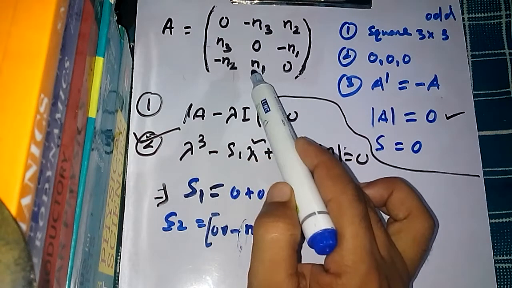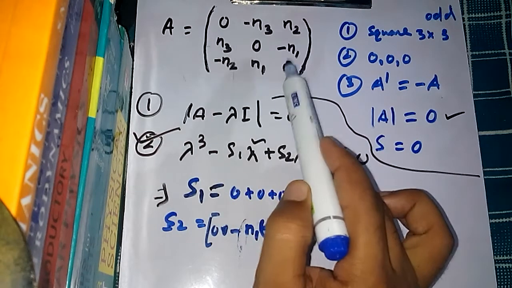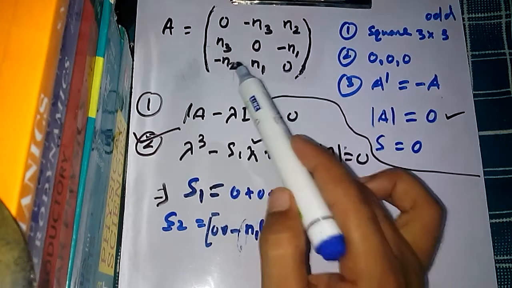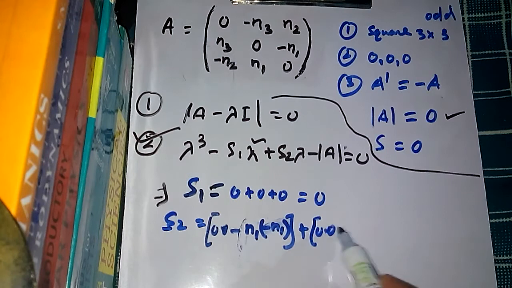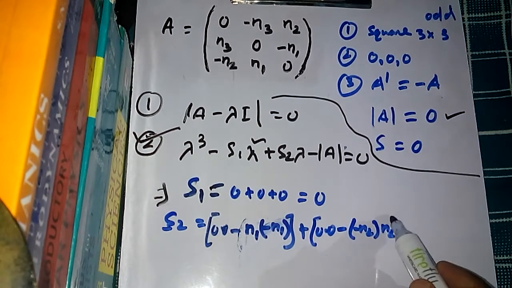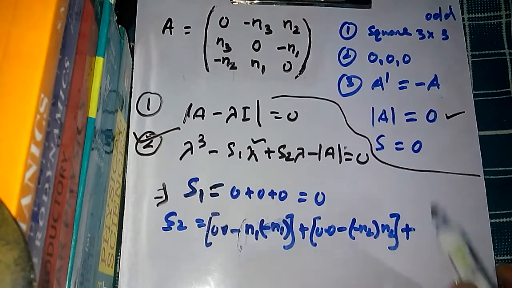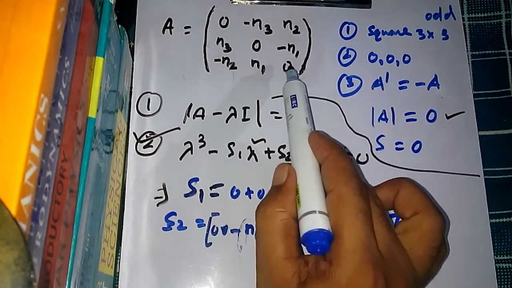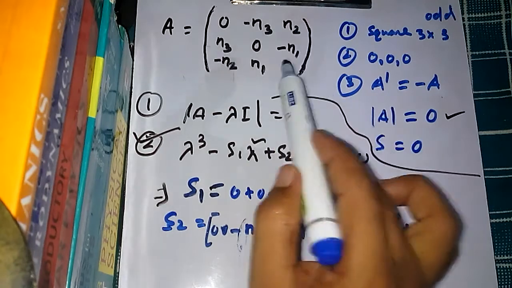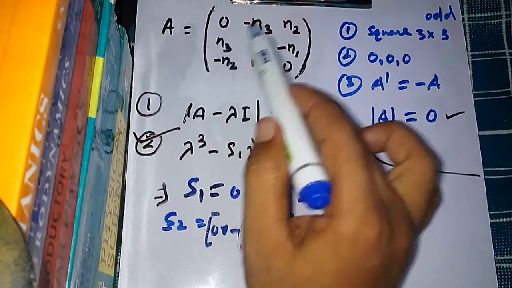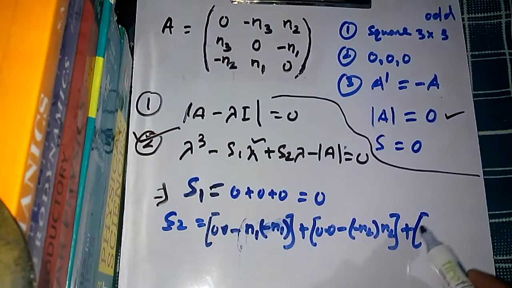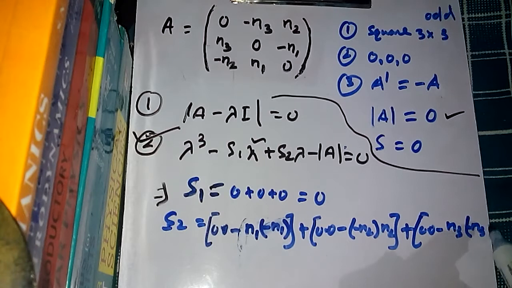So we will erase this column, we will erase this row. So what are we left with? 0 into 0 minus n2 into n2, plus the minor of the third diagonal element. This is the third diagonal element. So erase this column, erase this row. What are we left with? 0 into 0 minus n3 into minus n3.